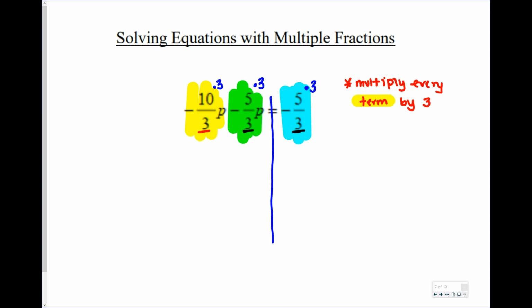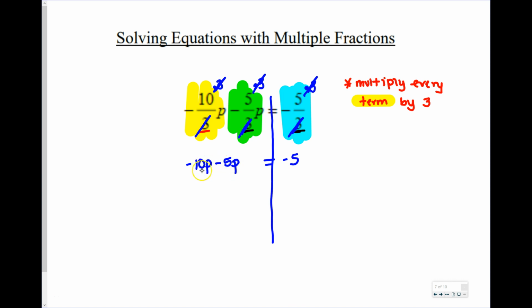Just like in the trick before, this 3 and this 3 are gone. This 3 and this 3 are gone. And this 3 and this 3 are gone. And now you just write what's left over. What's left over is this negative 10 and the p, so negative 10p. What's left over here is a negative 5p, so minus 5p. Equals, the only thing left over here is a negative 5. And suddenly I've got an equation that is 10,000 times easier to work with.